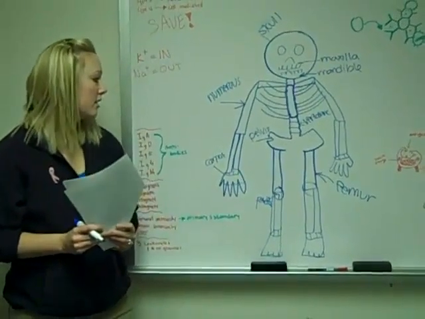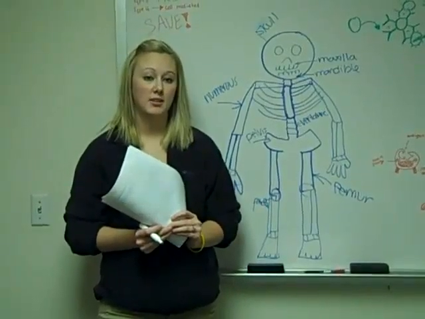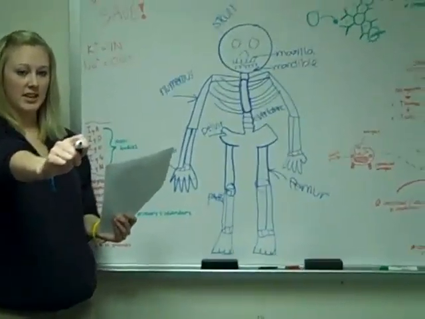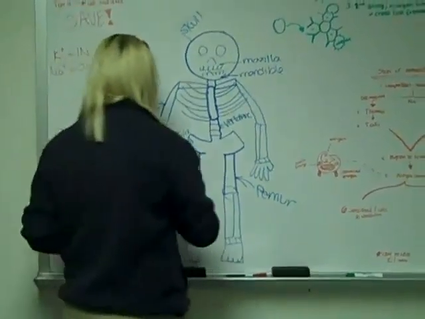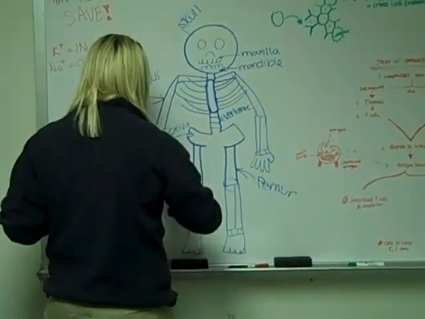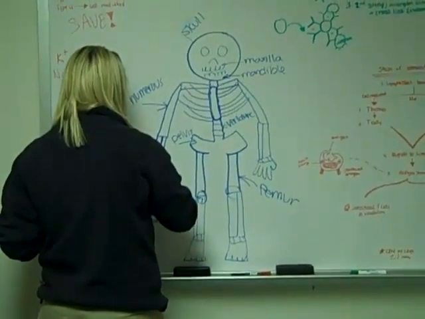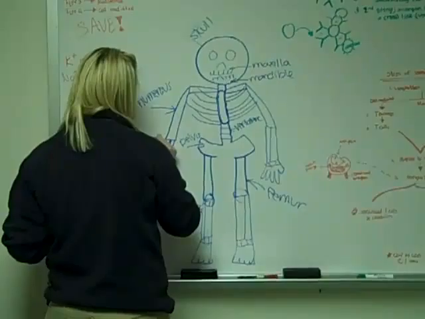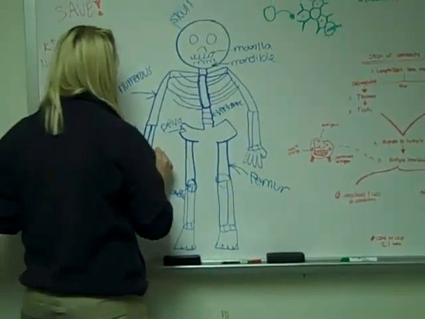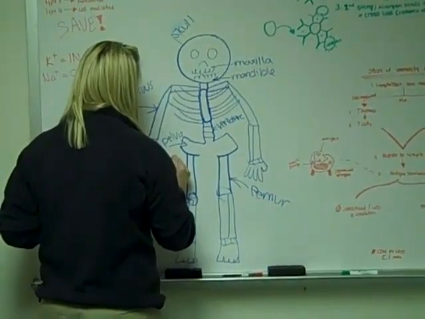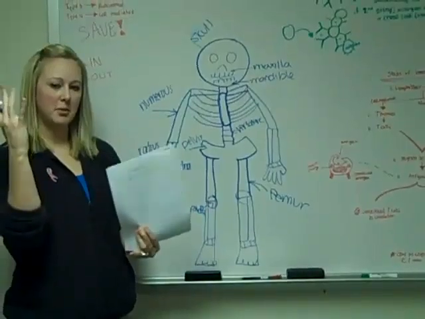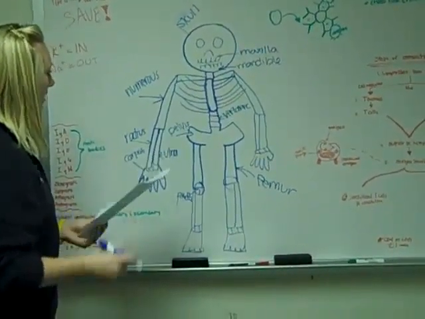Okay. Does anybody know where your radius would be? It's in your arm. Thumb side. Yes, you were right. So then, what is the pinky side? Ulna. The way I remember that is kind of weird. P-U, pinky, ulna, P-U. Yeah, I know, it's so funny.